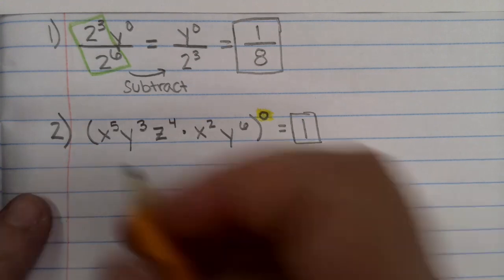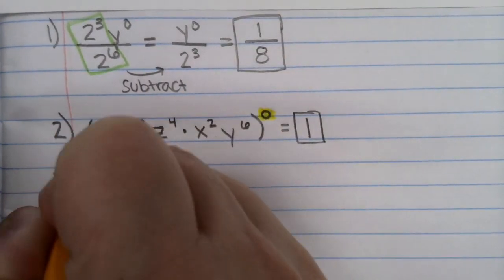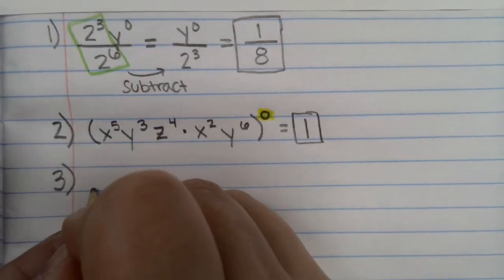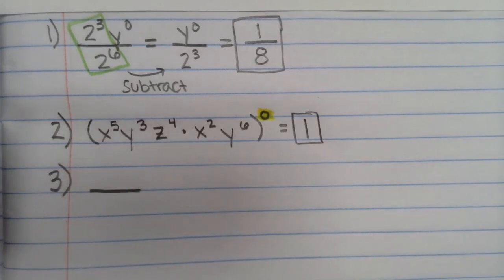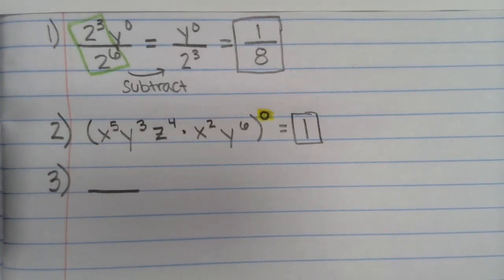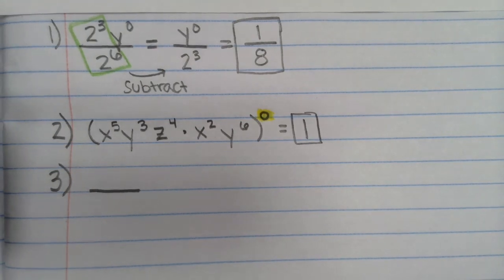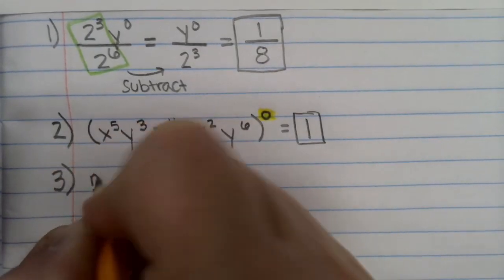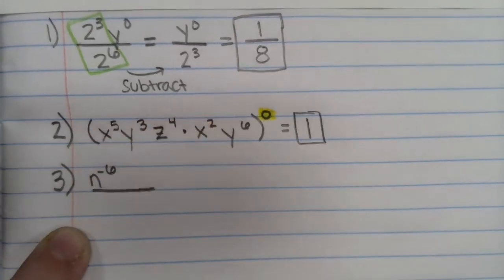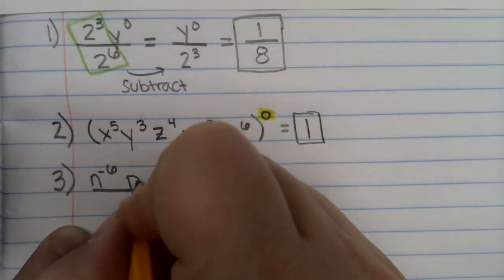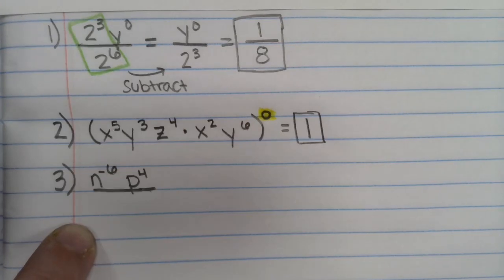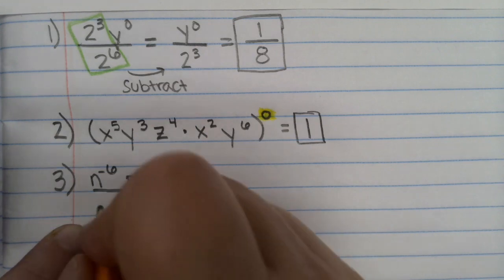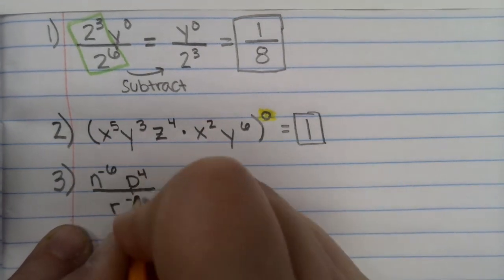All right, number 3. Number 3, we're going to start including some fractions. So when I do fractions with the exponents, I like to take up 2 lines. Otherwise, my exponents get so small, it's hard to read them. So here I'm going to have n to the negative 6th power, p to the 4th power, over r to the negative 3rd power.